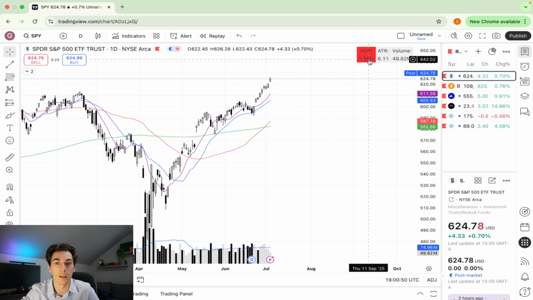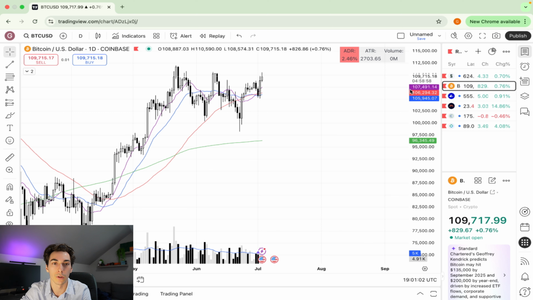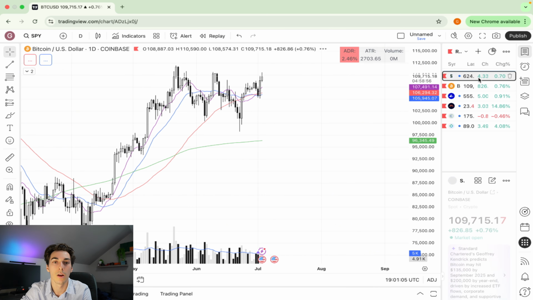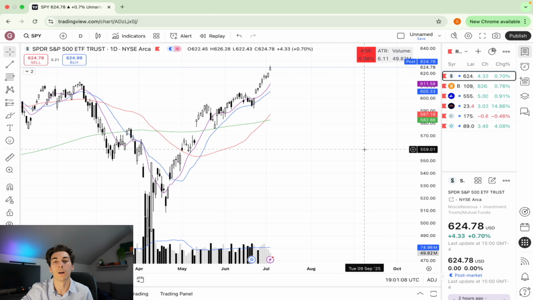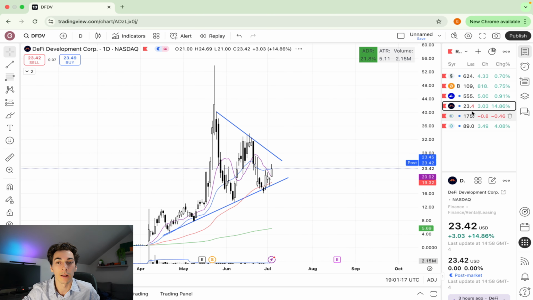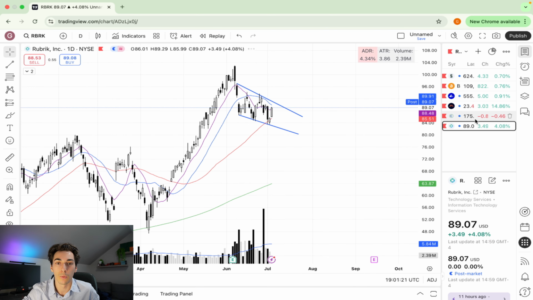As you can see, this ADR is under 1%. It is extremely low, but we don't actually trade these, for example, SPY or QQQ or Bitcoin. First of all, I don't trade crypto. And SPY and QQQ, some people will trade that using options, but it is more for day trading. And as a swing trader, I look at individual stocks like these three that we added.